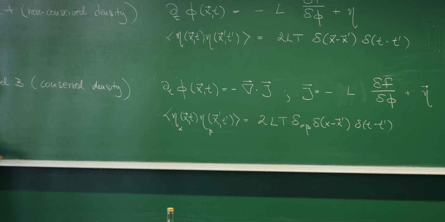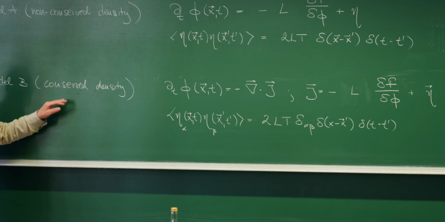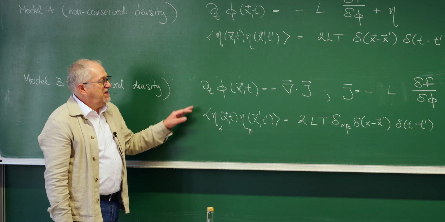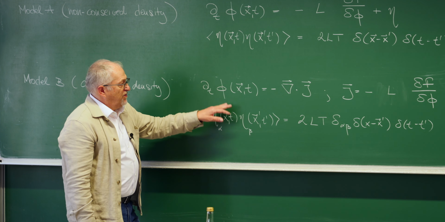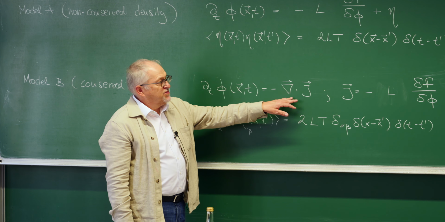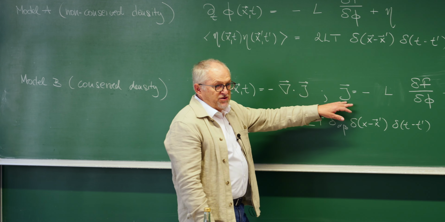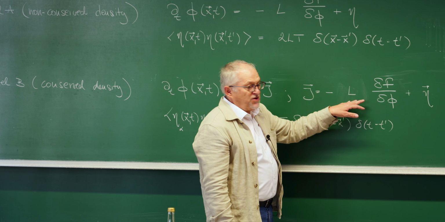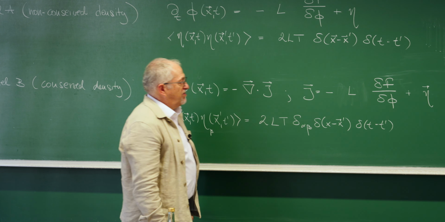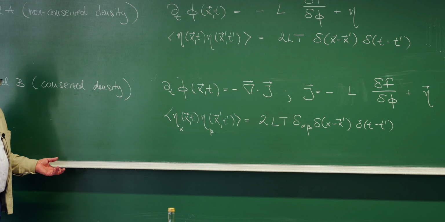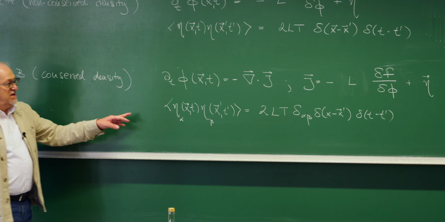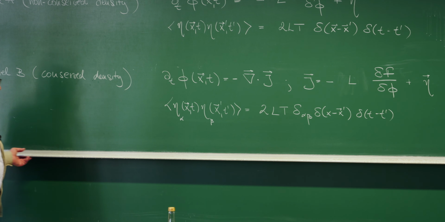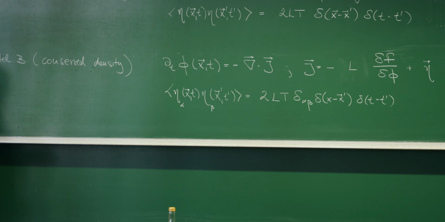For the other model, where you consider a conserved order parameter density, the construction has to respect the conservation law. That means the density evolves in time according to a continuity equation with a current J. And then the current J is driven by gradients in the chemical potential, again with an Onsager coefficient and a noise term. And in a similar fashion, you can actually show that the amplitude of the noise term is also, again, given by 2LT. Okay, so that's relaxational dynamics.